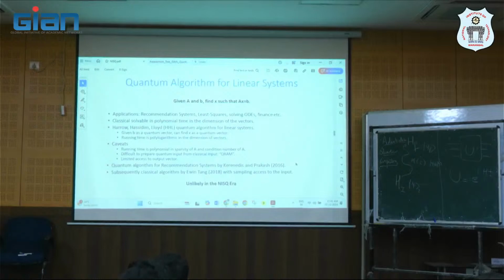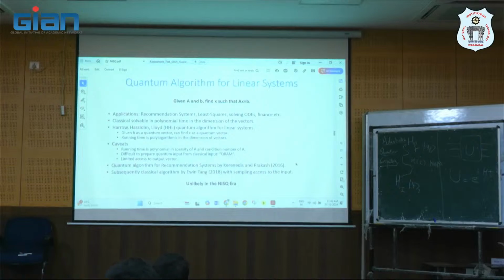See this? Huge amount of difference. Polynomial in n, let's say n is the dimension. It is polylog in n. Huge improvement, exponential improvement. However, there are a few caveats. What is the caveat?